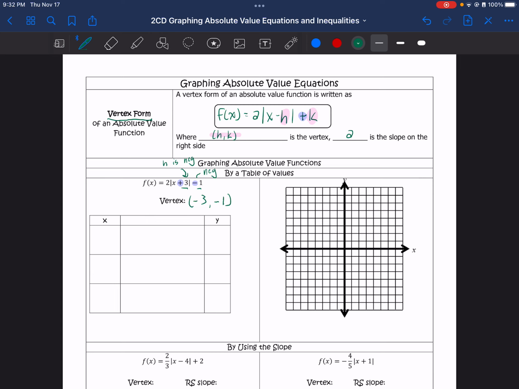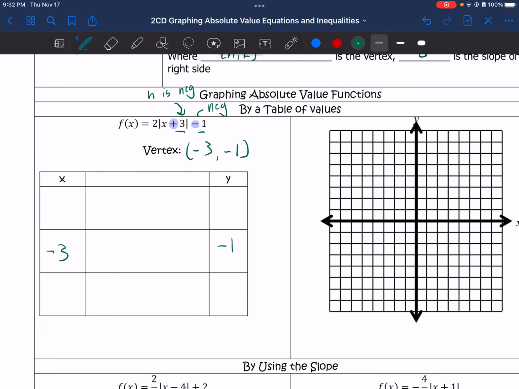Remember, in our absolute value graph, we have a graph that looks like a V. So if we drew the parent function of our absolute value graph, it would look something like this. Our vertex is our lowest point, that midpoint of our absolute value graph. So when we are using a table of values, we're going to put our midpoint in the middle. So we're going to put our vertex in the middle of our graph.